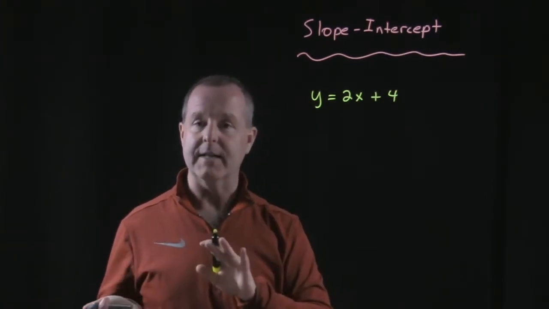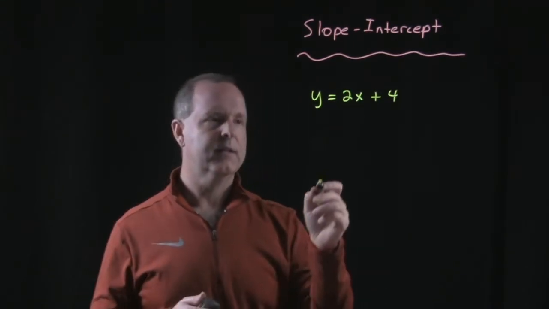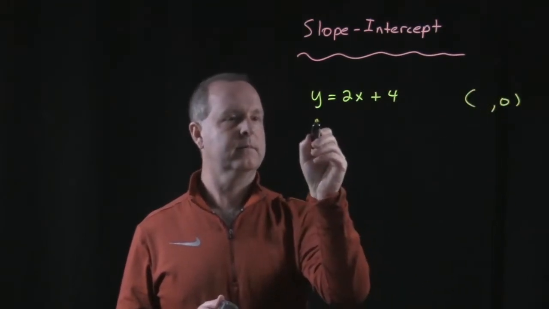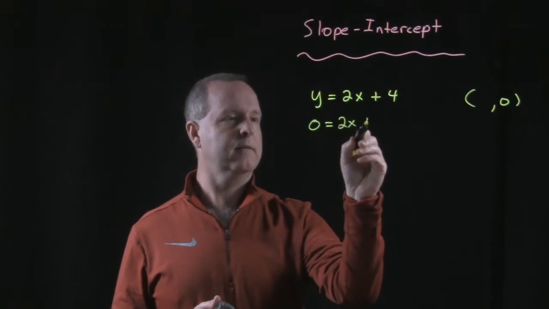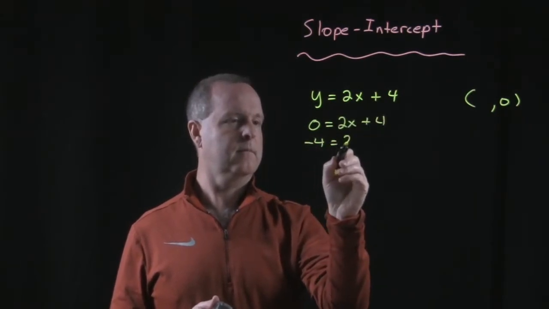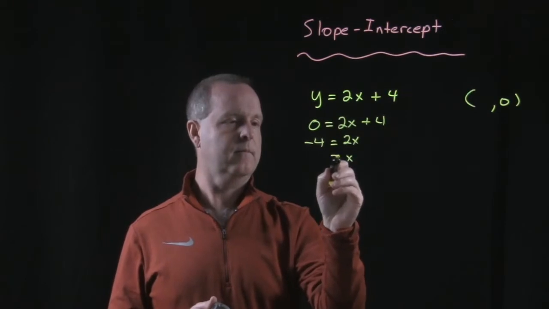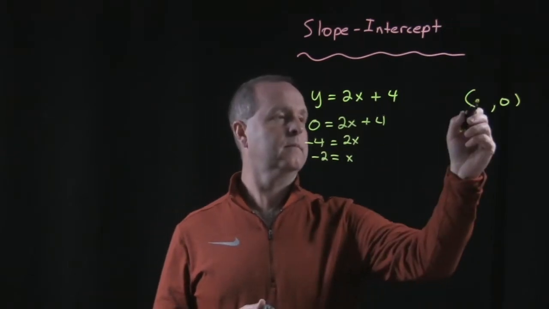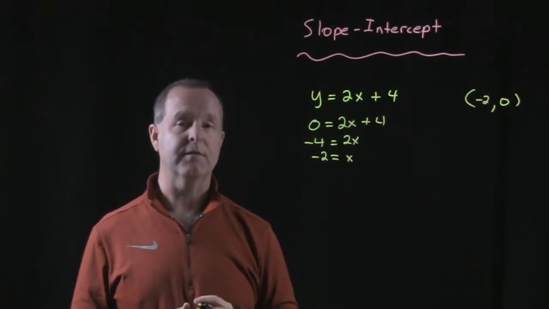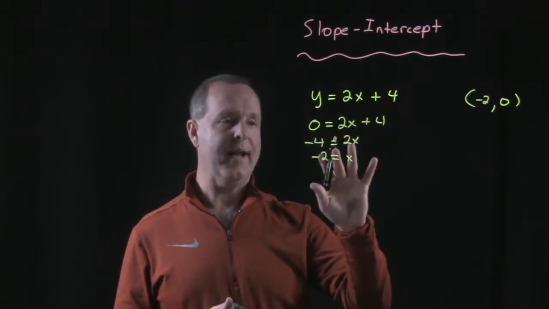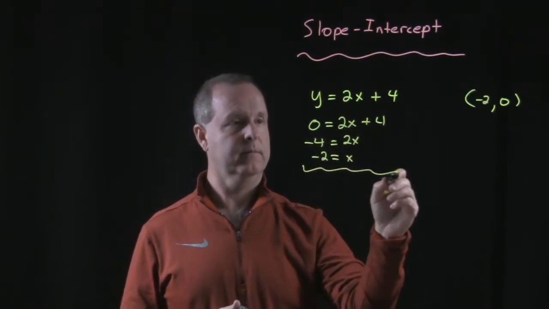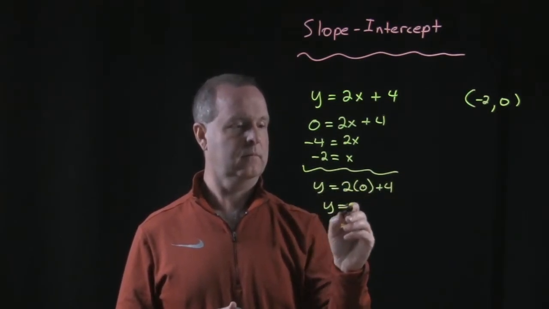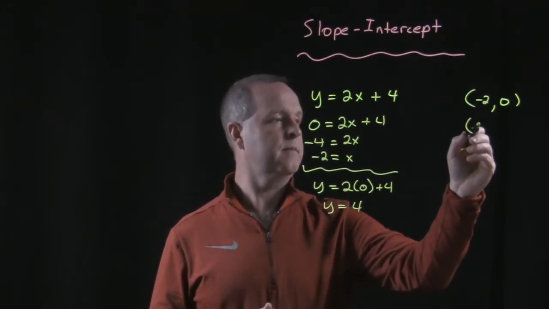Well, let's begin and find out its x and y intercepts since we've learned how to do that. So one is if we set y equal to 0, and solve for x, x equals -2. So I have the x-intercept of (-2, 0). Likewise, to find its y-intercept, let's set x equal to 0. y equals 4. That was kind of easy.